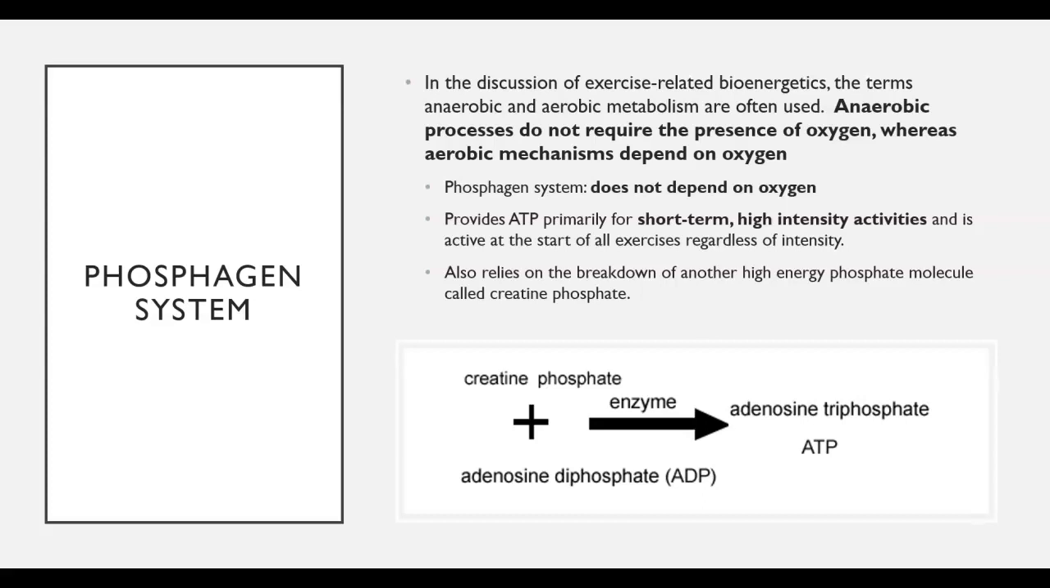If you look right here, creatine phosphate plus ADP can yield adenosine triphosphate. So again, creatine phosphate can be used to, it's called rephosphorylate ADP to create ATP. So again, if someone's supplementing with creatine, that's the reason why they're doing it. It's helping them create ATP.